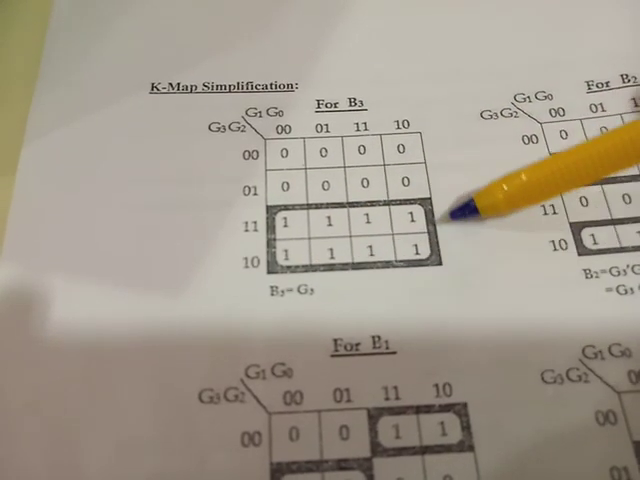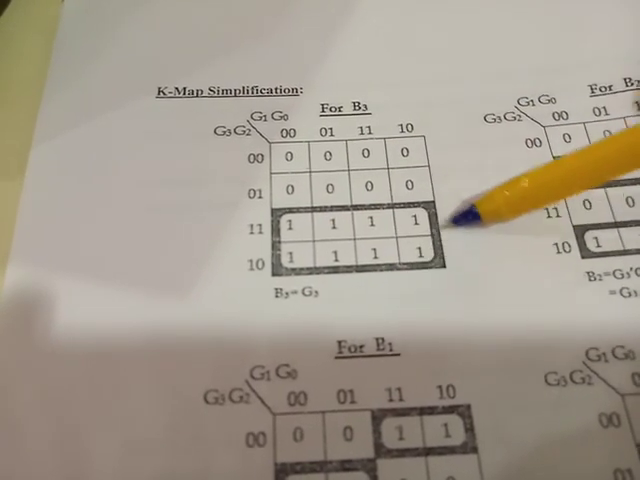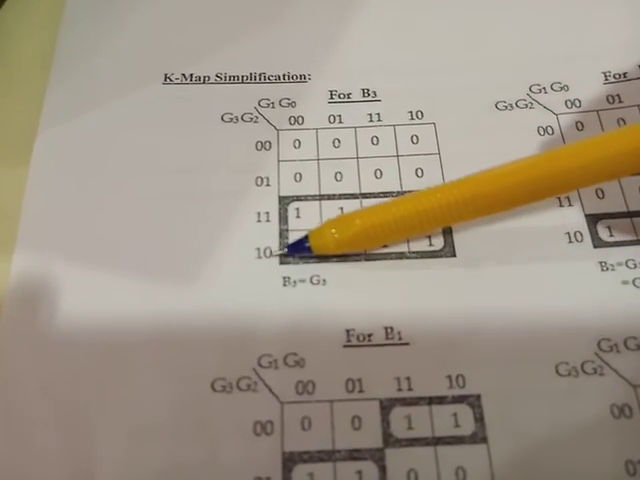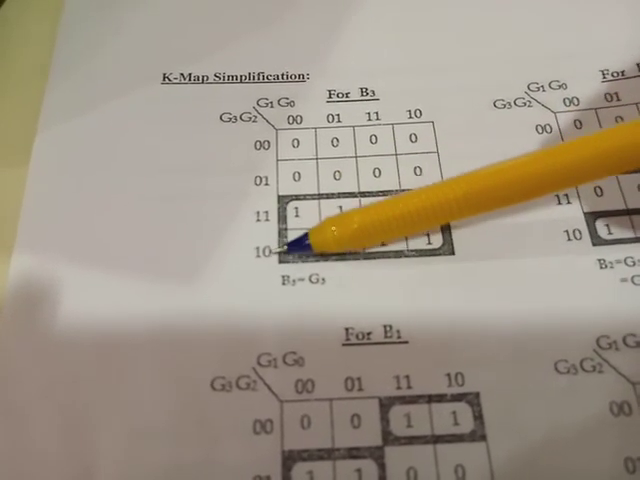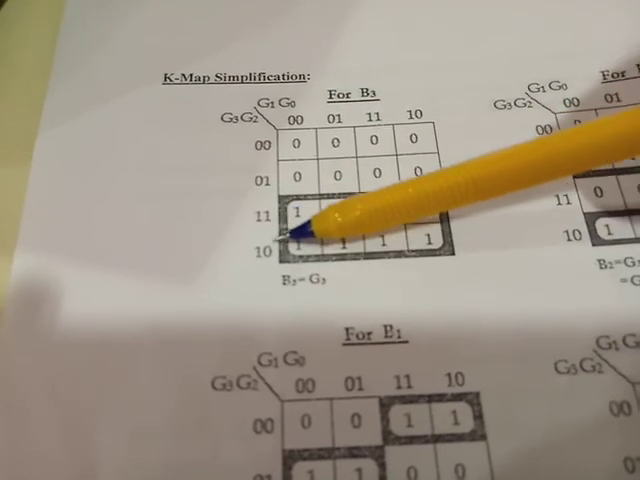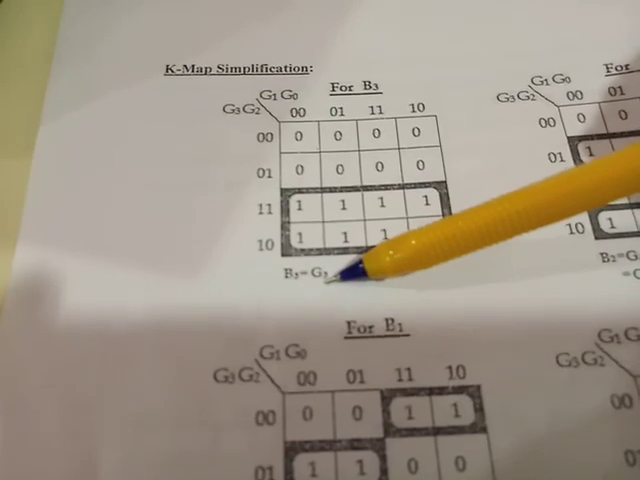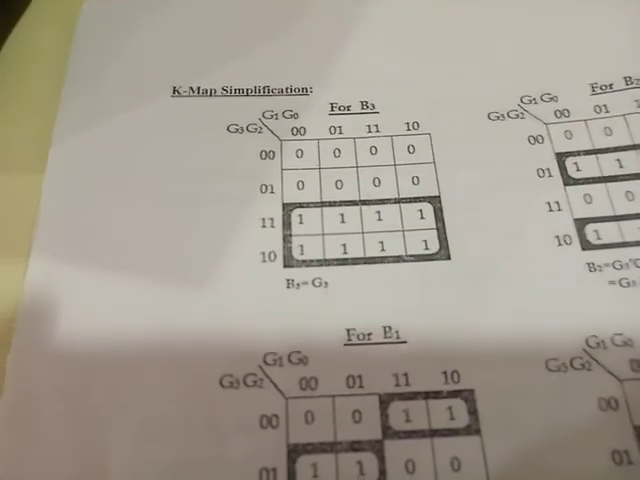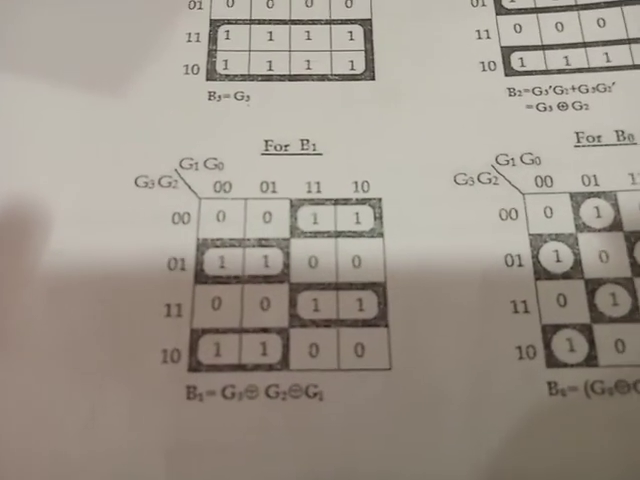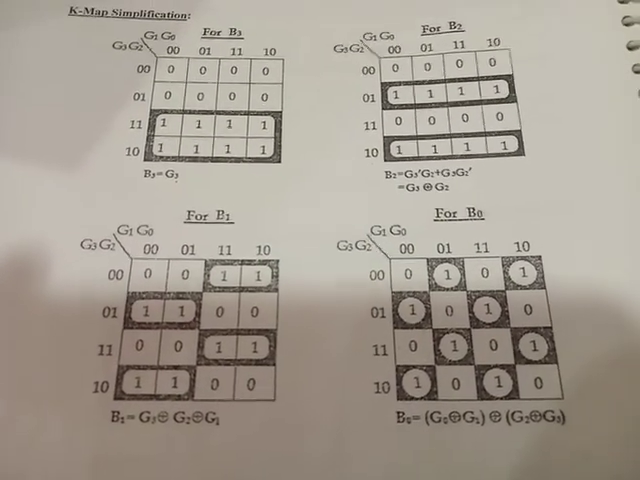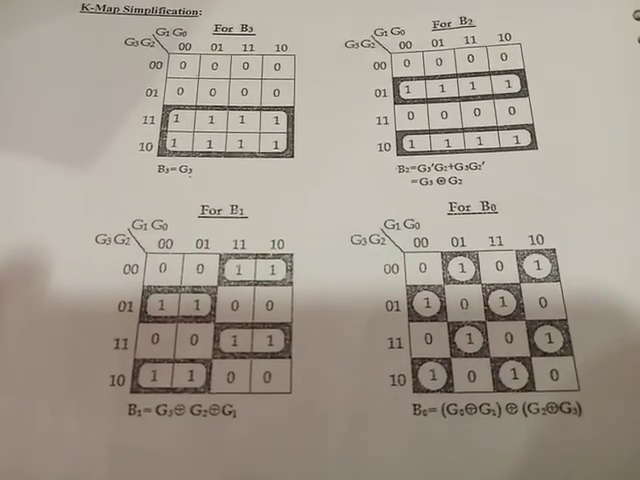It's a grouping, right? So I can group the 8 ones. If I group it, this one will get cancelled. 1 and 0 are complements, so G2 won't be there. So my B3 is simply equal to G3. Likewise, we have to solve for B2, B1 and B0. This is the K-map simplification for gray code to binary code.